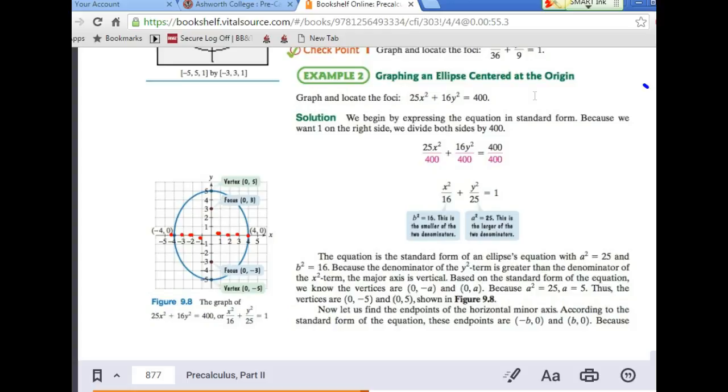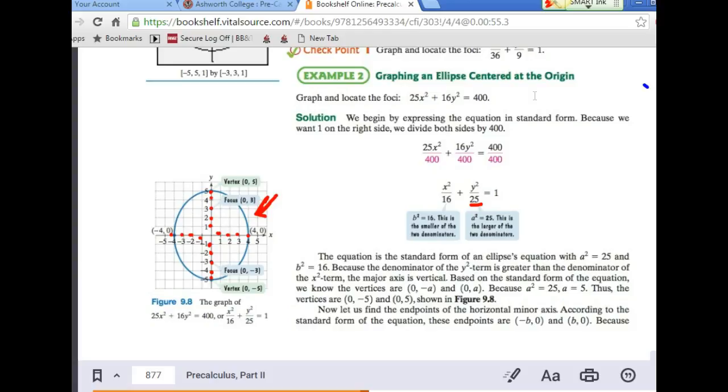The same thing goes for the 25. If I take the square root of 25, that's really a 5. So notice, again, because it's under the y, they went up 5 and they went down 5 to get their vertices. Now, with those 4 points, and knowing the shape of an ellipse, you should be able to draw your ellipse, as you can see, denoted here. You can draw your ellipse, okay?